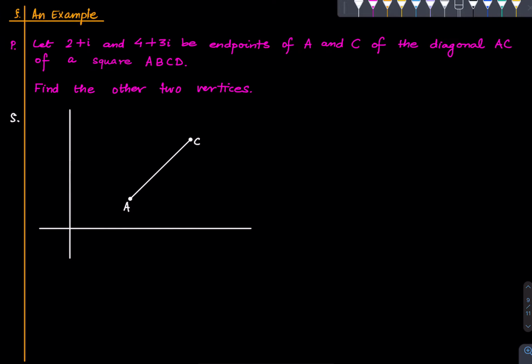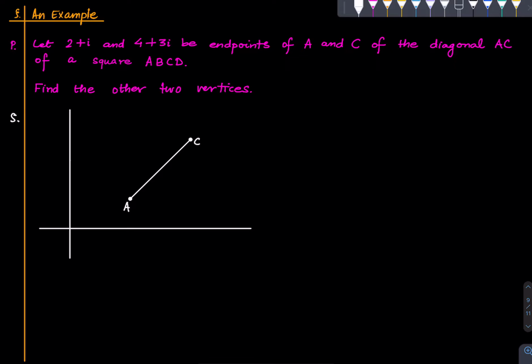Okay, so now let us look at an example. Suppose points A and C are represented by these complex numbers. I have drawn them here. And assume AC is the diagonal of a square ABCD. So there is some square ABCD, and AC is the diagonal of that square. We need to find the other two vertices. So we are given the complex representations of the two vertices of a diagonal. We need to find the other two vertices.